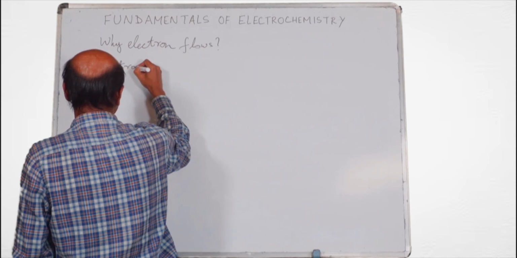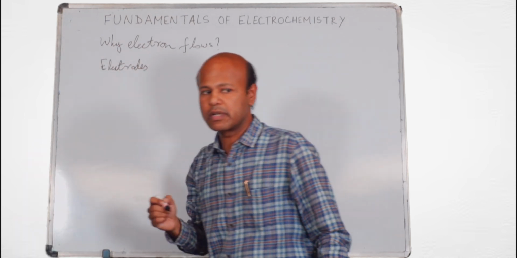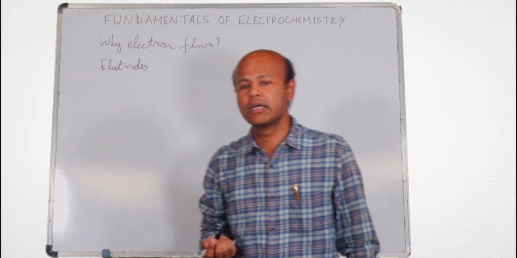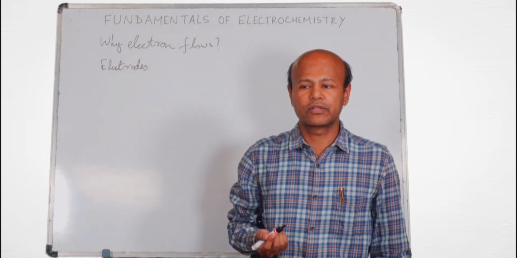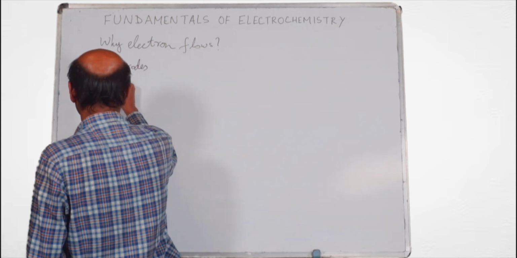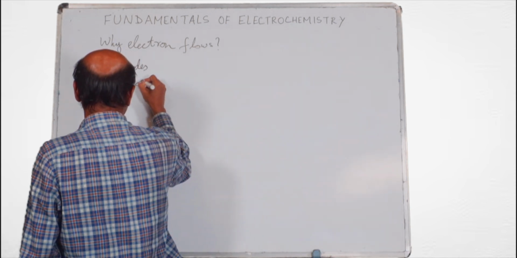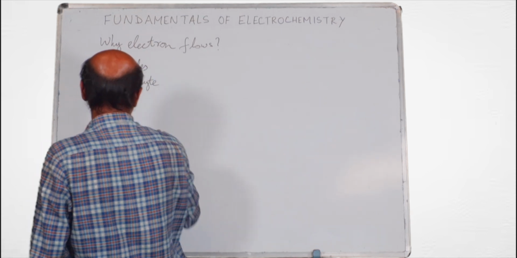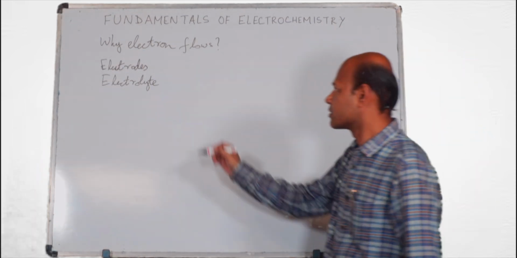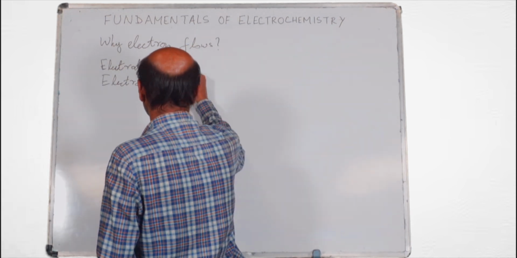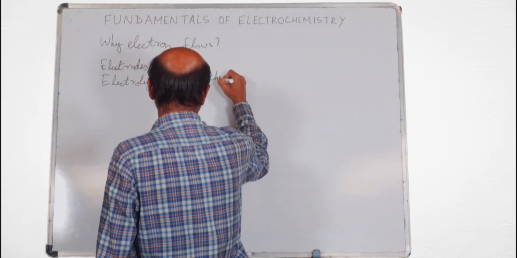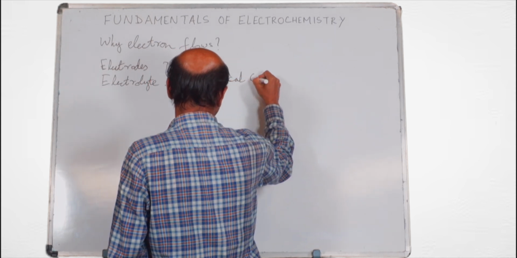What about electrons? This branch of electrochemistry deals with the flow of electrons. We study the nature of the flow of the electrons and about the electrodes. Then comes the electrolyte. These are the two main components of an electrochemical cell. So this comprises an electrochemical cell. These are the basic topics which I'll discuss today.